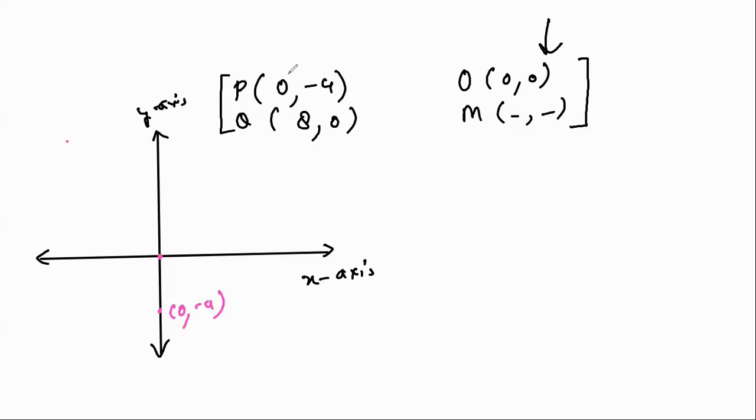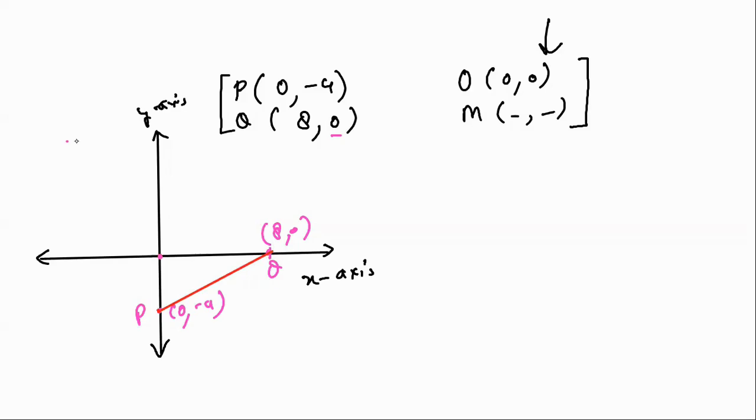Whenever one of the values in the coordinate is 0, the point lies on an axis. If x is 0, then it lies on the y-axis. If y is 0, then it lies on the x-axis. We have a point Q also, which is 8 comma 0. So x is 8, and because y is 0, it lies on the x-axis. Suppose 8 is here. So this is the point 8 comma 0, which we call Q. This is P, this is Q, and when we join them, the line will be like this.